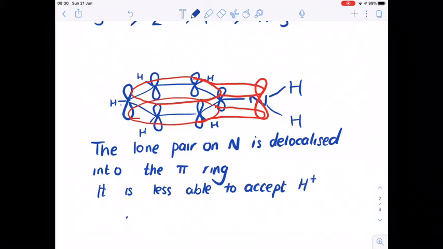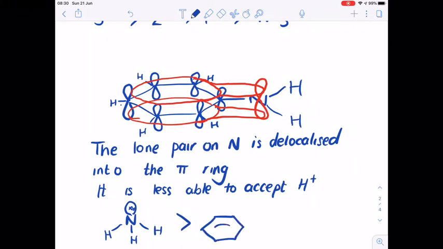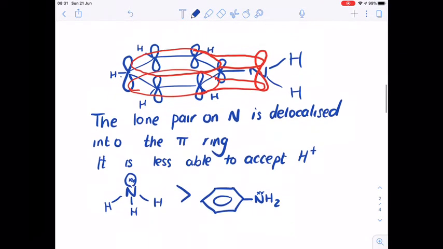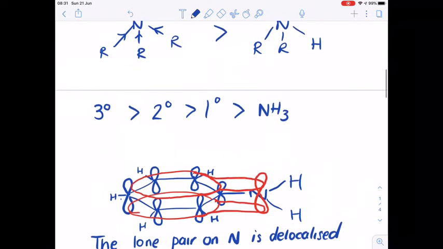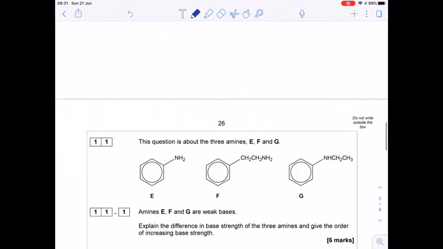So if we were to compare to ammonia, which has no delocalization, ammonia would be a stronger base than our aromatic amine, because the lone pair on the aromatic amine has become part of the delocalized pi bond, part of this red electron system up here, and it's not sitting there saying, I want to make a dative covalent bond. So now that we've reviewed why these different things are bases, and we've put them in some sort of order, so we know that these aromatic amines are the weakest, ammonia comes next, and then primary, secondary, tertiary, we can have a look at our actual question.